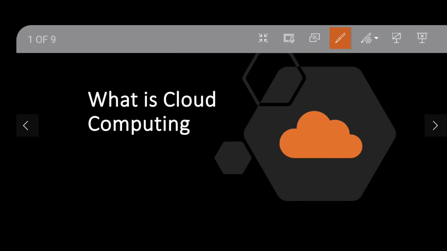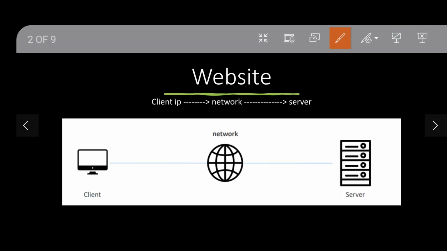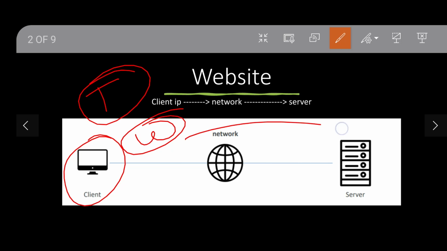Today we will see what cloud computing is. Okay, so we will start with the traditional IT method. What was the traditional IT method? Basically, whenever we want to host a website, we have to buy a server. This server manages our website.